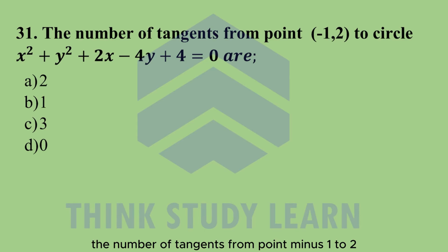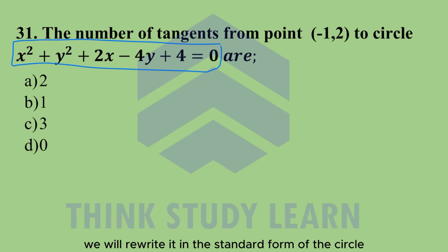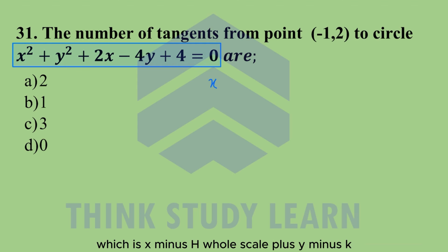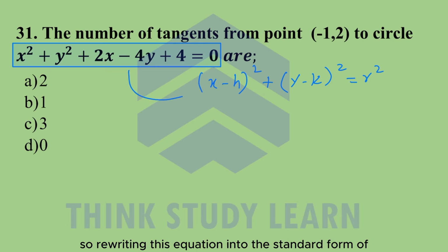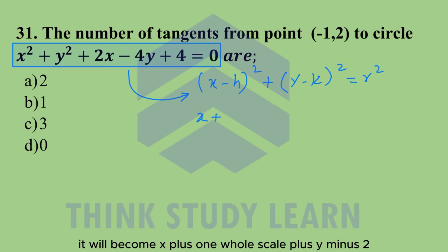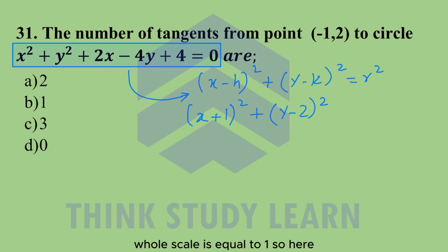The number of tangents from the point -1, 2 to the circle x square plus y square plus 2x minus 4y plus 4 is equal to 0. So here we are given the equation of the circle. So again we will rewrite it in the standard form of the circle, which is x minus h whole square plus y minus k whole square is equal to r square. Rewriting this equation into the standard form, it will become x plus 1 whole square plus y minus 2 whole square is equal to 1.